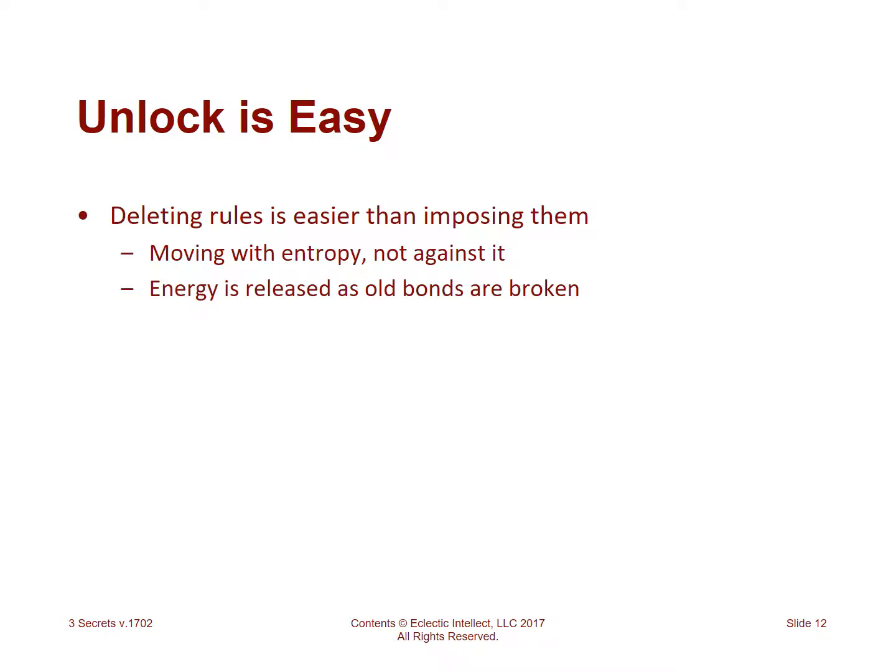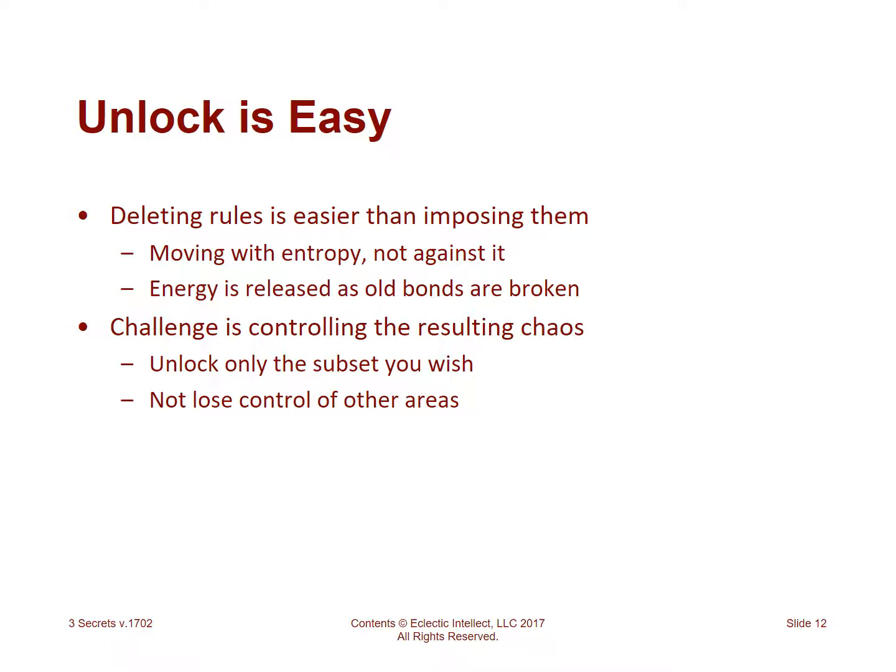Unlock is easy. It's real easy to go in and say, hey, rules are gone. So when you release rules, it's almost like you're moving downstream with entropy. You've got the wind blowing behind your back. This is why it is extremely rapid when a process, standard, or an industry begins to decay and move to a new model. That decay can take place very rapidly because an entire community of users are unlocking their past decisions and freeing up new ones as a result of seeing the world differently. There's a lot of energy released when those old bonds are broken. The challenge is controlling the chaos that results from the release of all of that energy.